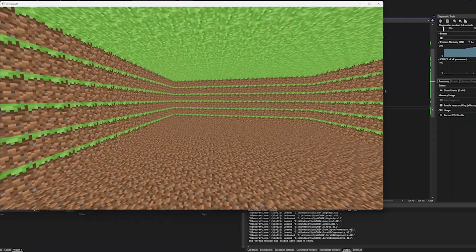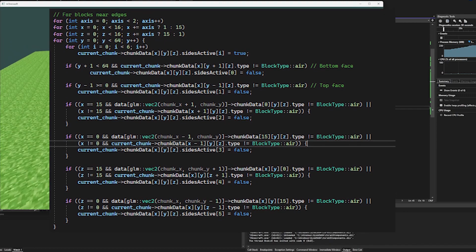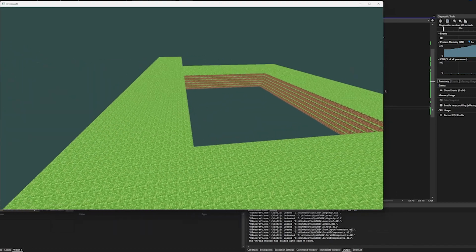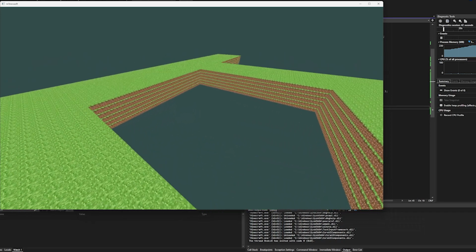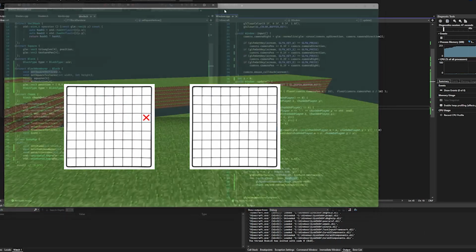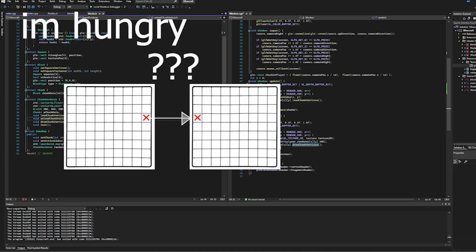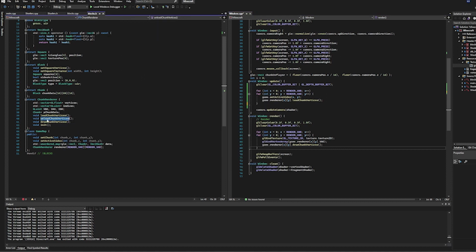And as for the stupid annoying chunk boundaries, literally all you do is just get whether the chunk exists for the block near the edge of the chunk. For example, if I was on the x-axis, I would check if x plus 1 of the next chunk over has not an air block.